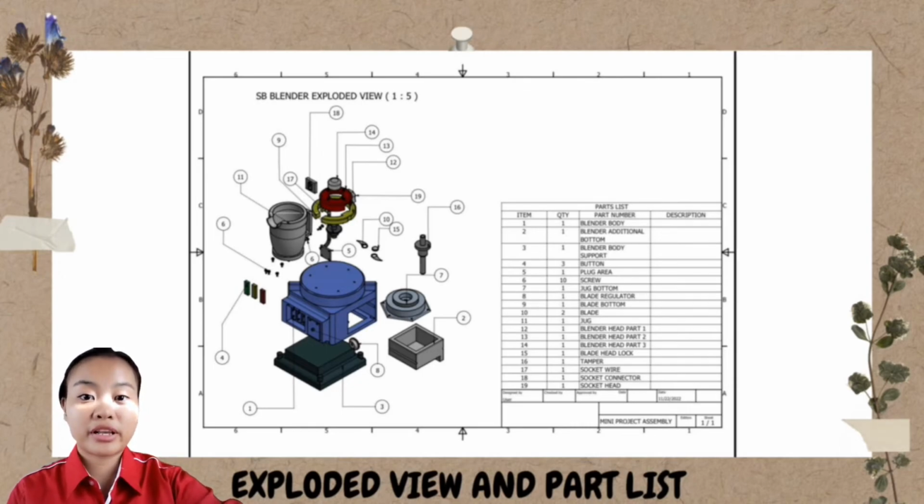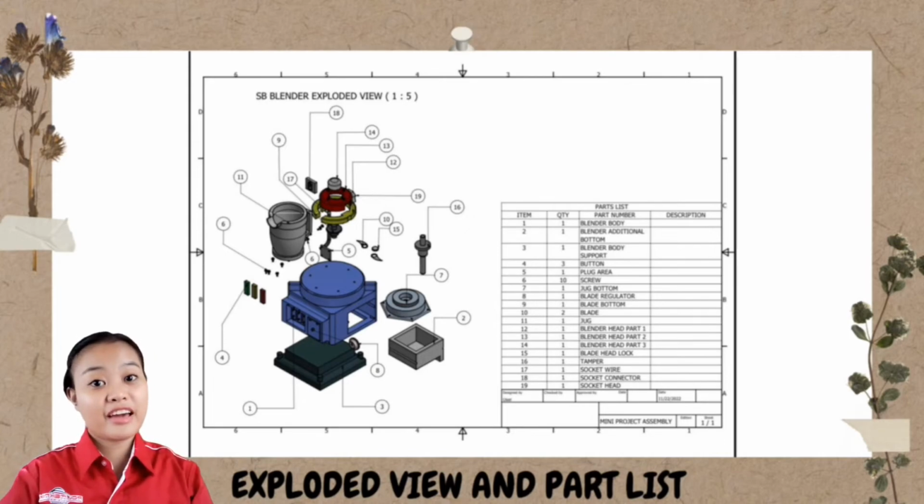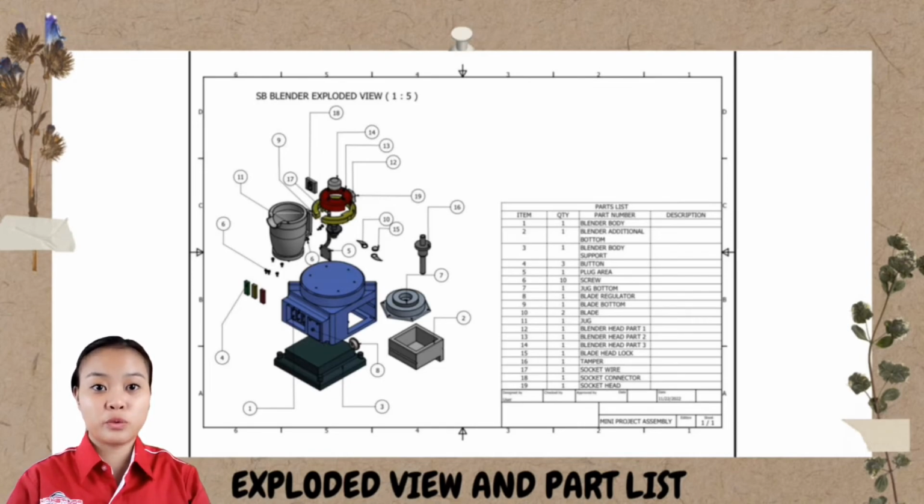For example, the first one is blender body, second is blender additional bottom, third is blender body support, fourth is button, fifth is plug area, sixth is screw, seventh is jug bottom. 8 is blade regulator, 9 is blade bottom, 10 is blade, 11 is jug, 12 is blender head part 1, 13 is blender head part 2, 14 is blender head part 3, 15 is blade headlock, 16 is temper, 17 is socket wire, 18 is socket connector, and lastly 19 is socket head.